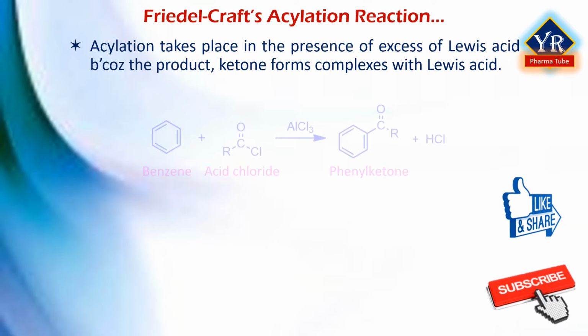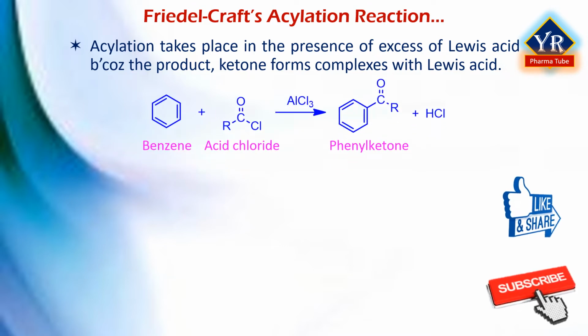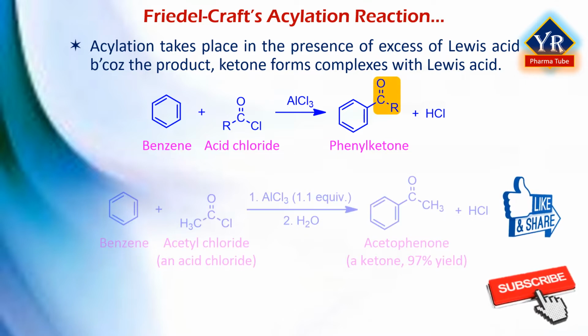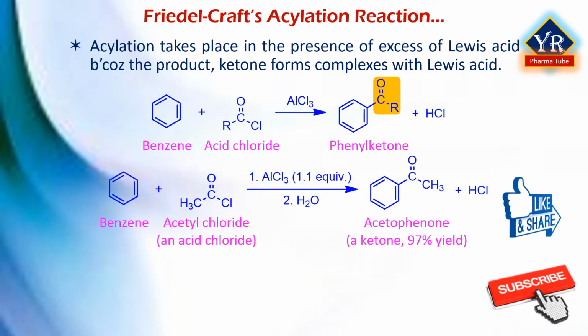Acylation of aromatic compounds takes place in the presence of an excess amount of Lewis acid because the product of the reaction is a ketone, which forms complexes with the Lewis acid. For example, when benzene reacts with an acid chloride such as acetyl chloride in the presence of a Lewis acid such as aluminum chloride, a ketone, that is acetophenone, is formed. The reaction is an example of a Friedel-Crafts acylation reaction.